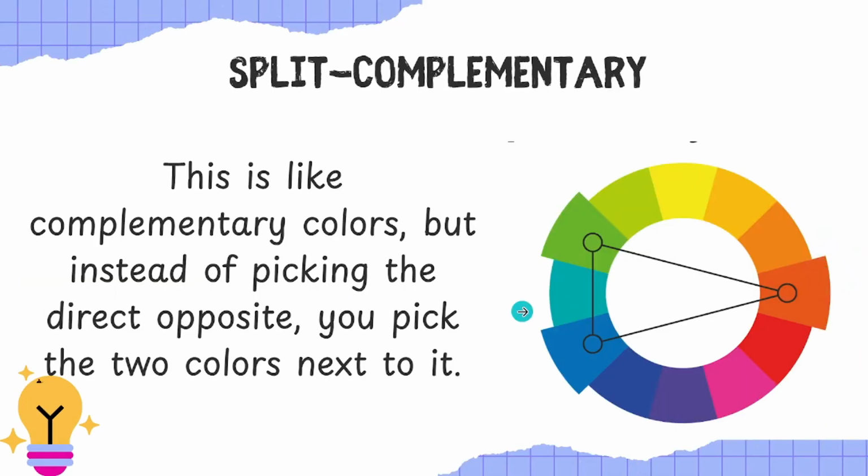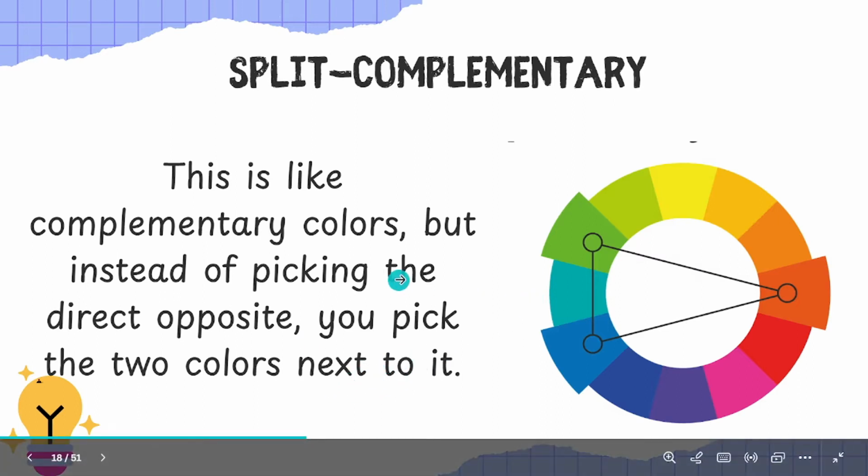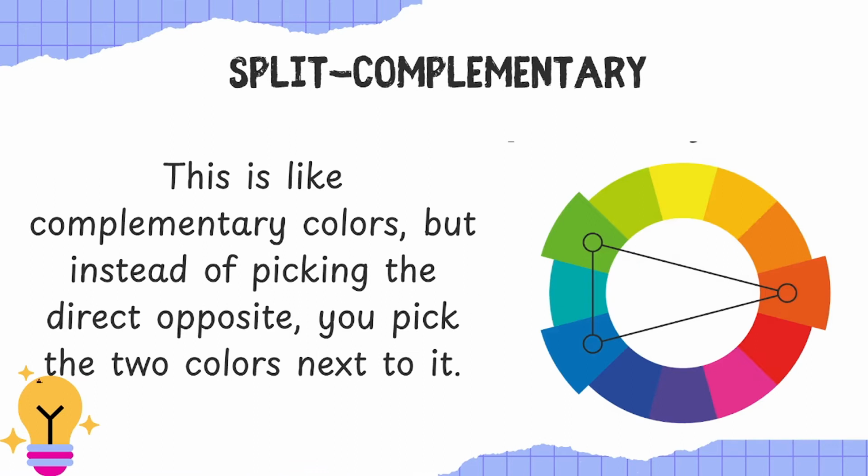So moving on, we have the split complementary. This is like a complementary color, but instead of picking the direct opposite, you pick the 2 colors next to it. We said the complementary is just the 2 opposite colors that are facing each other. So in this one, if you pick one side, instead of picking the one that is opposite, you pick the 2 that are near it, right? See, they also have kind of a triangle shape.